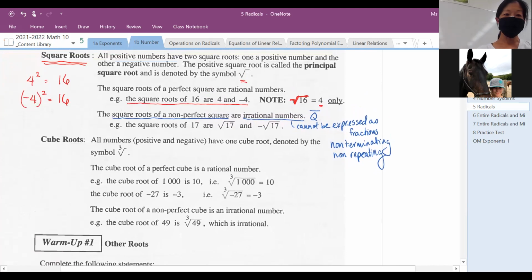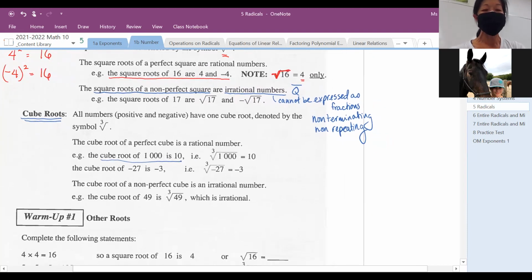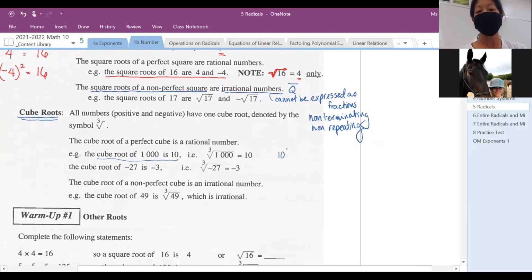The cube root, so we talked about that as well when we looked at rational exponents. Okay, all cube roots, there's going to be 1 cube root. There's no possibility for 2. Okay, and we're saying what times itself 3 times is that number. So the cube root of 1000 is 10. Okay, and why? Because we know that 10 cubed is 1000, because 10 times 10 times 10 equals 1000.